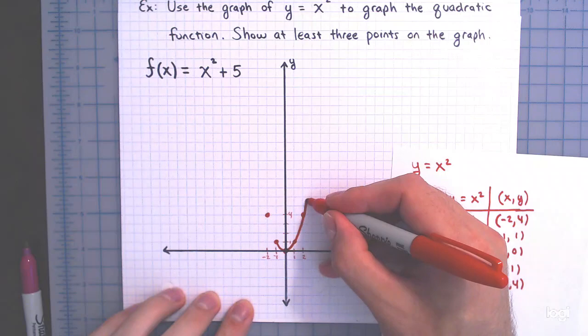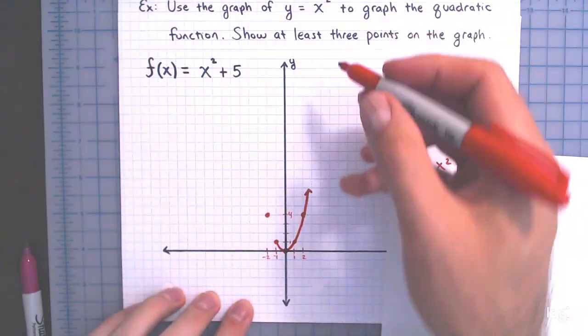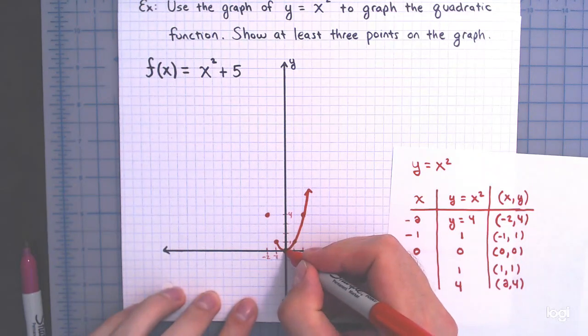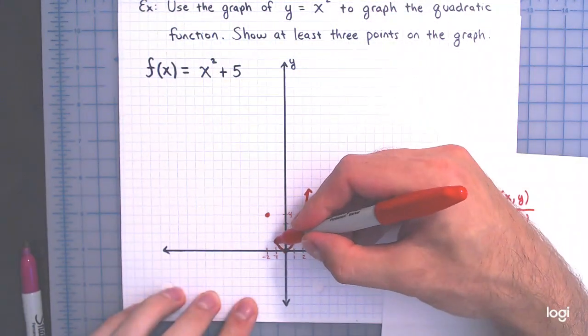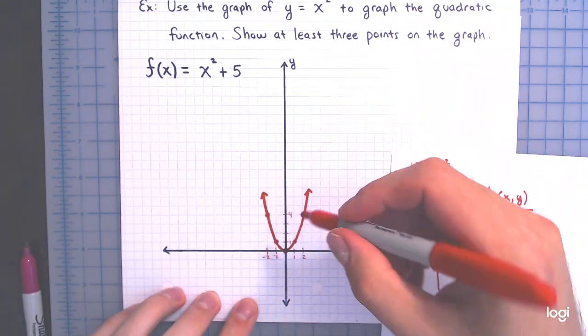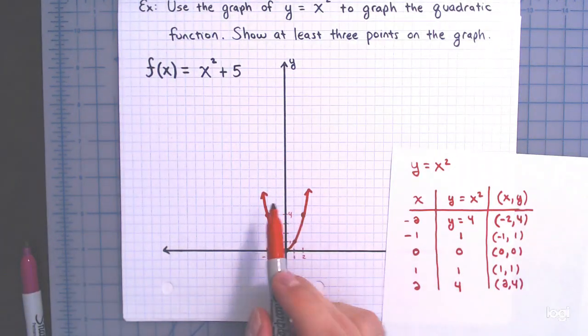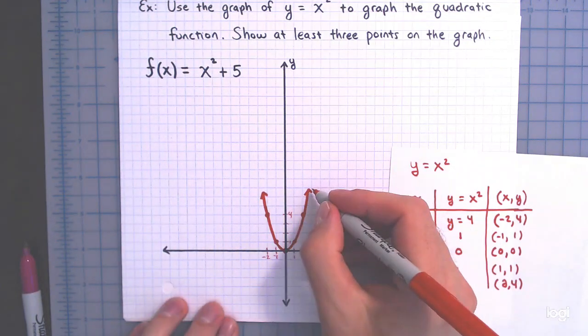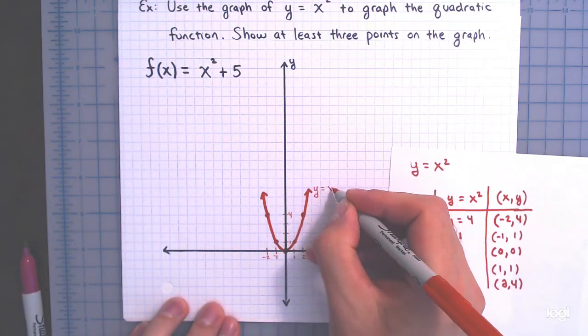And it just keeps going up, forever. It keeps increasing as you move to the right. And same thing going this way. It just keeps getting larger and larger as you go to the left as well. It's one of these U-shaped graphs, little arrows on the ends to indicate it's going up forever. There's the graph of y equals x squared.